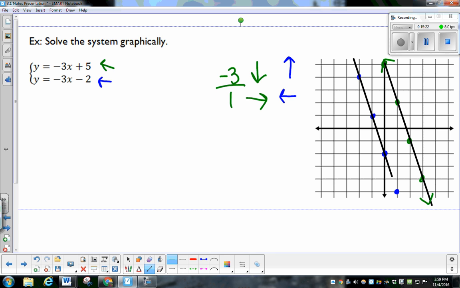Something weird is happening here. If I draw my line through that, I can already see that those lines are parallel, which we already knew, right? Because they have the same slope. So if graphs are parallel, they never meet.